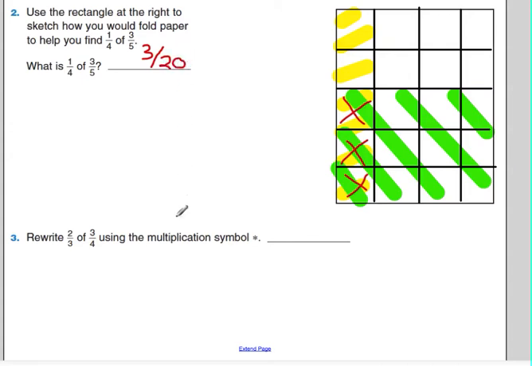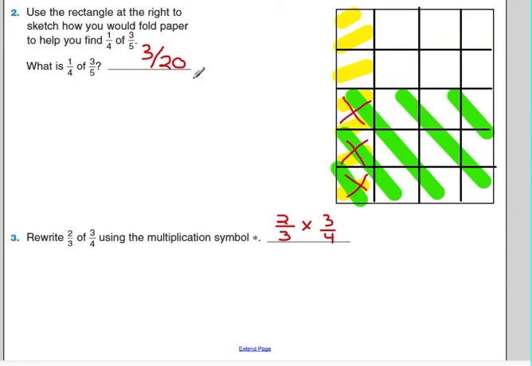Now, remember I told you to think of that word of as multiplying. So look here at number 3. Let's rewrite 2/3 of 3/4 using the multiplication symbol. So we're going to write 2/3, and instead of saying of, we're going to put a multiplication sign there, 3/4. Okay, that's what that means. Now I want you to take a look at what answer did we get.